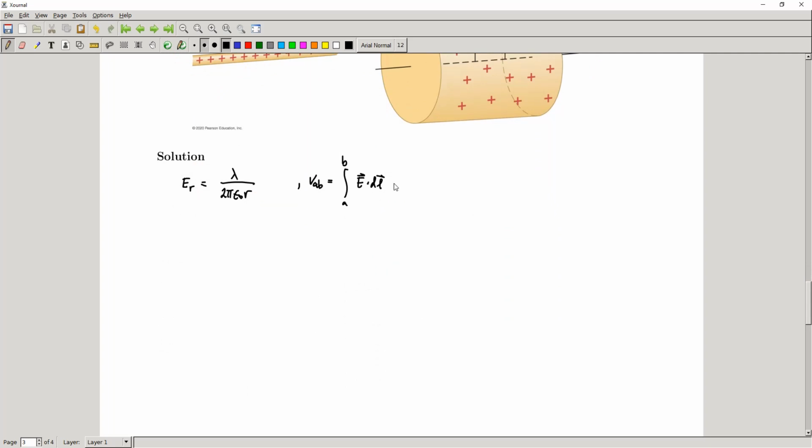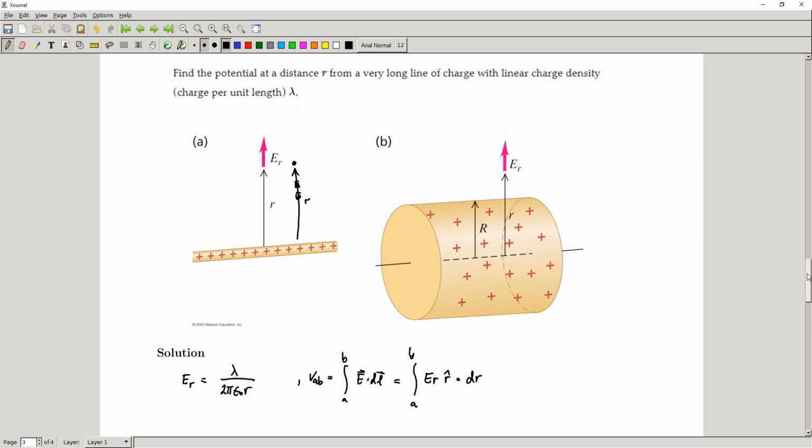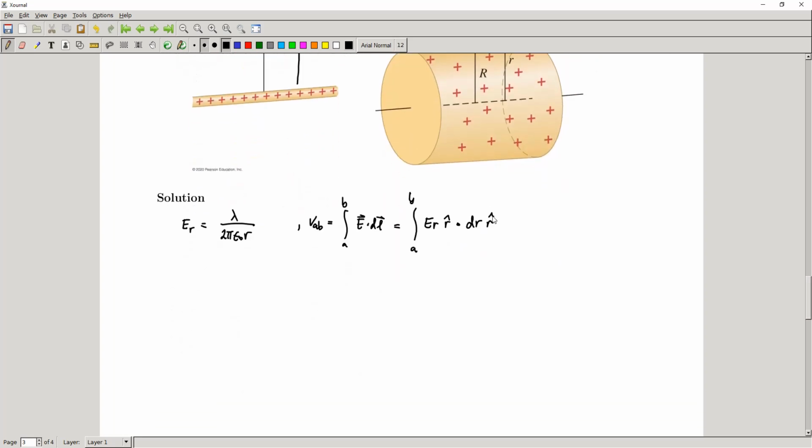So this is going to turn into the integral from A to B of E_r in the r hat direction, dotted into dr, these small infinitesimal chunks of length in the radial direction outward, also pointing in the r hat direction. So this dot product just goes away and gives us a 1, and we end up with the integral from A to B of E_r dr. Now we can just copy in our E_r into this expression.